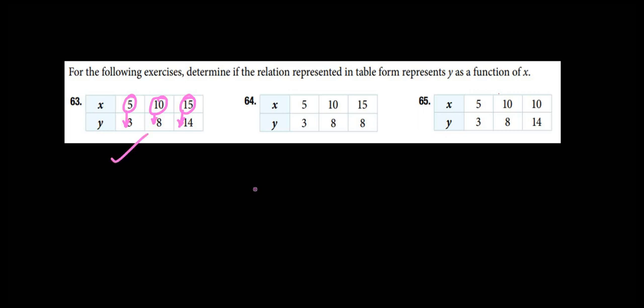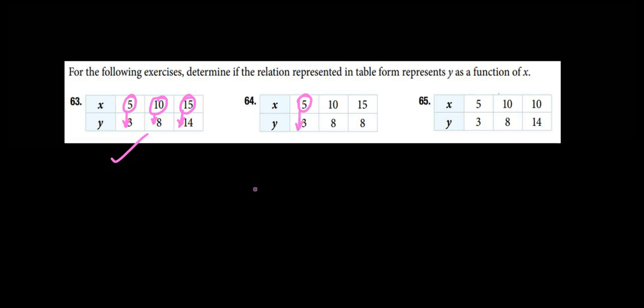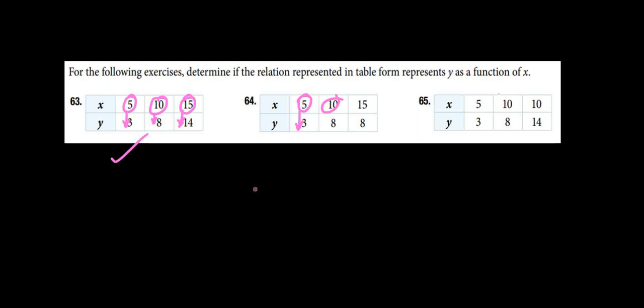Now let's look at question 64. 5 is an input value with an output value of 3. 10 is an input value with an output value of 8. 15 is an input value with an output value of 8. So you can also see that for every input value, we have exactly one output value. It doesn't really matter if two different input values have the same output value.